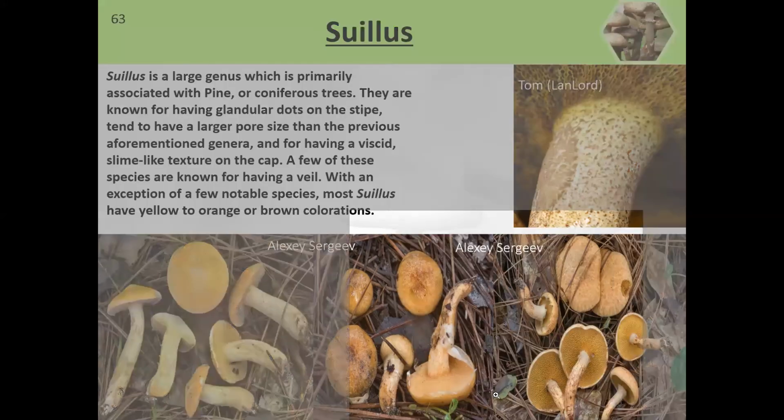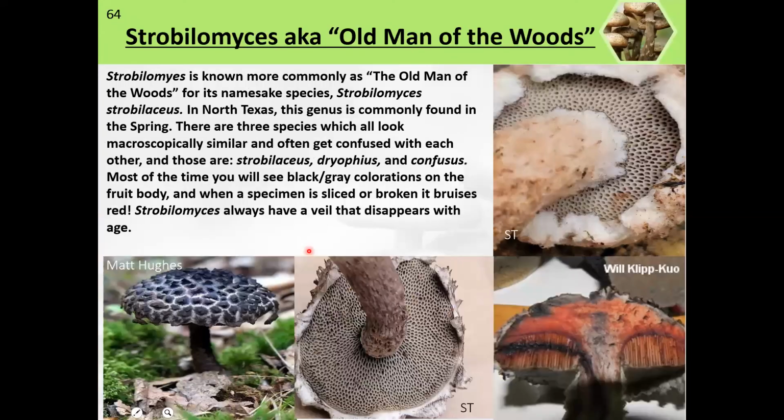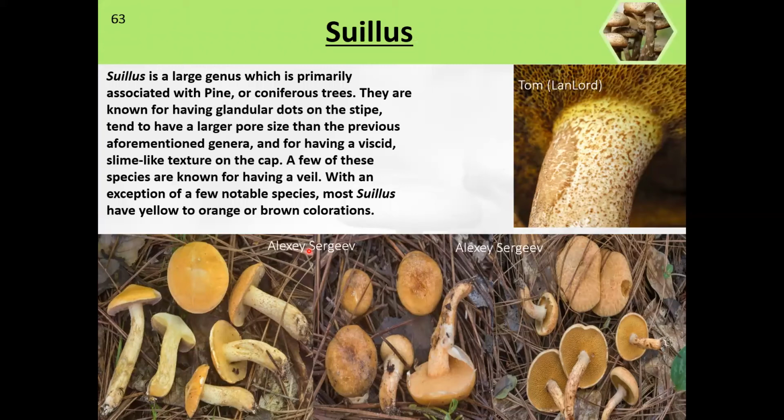Can you zoom in on the bottom one? It's barely starting to lose the ring, or, well, the ephemeral zone of the veil. And if you see the pore sizes, they're a lot larger with this specimen here. And that's really characteristic of Suillus. So orange to yellow to brown colorations found right next to pine. Okay, so a lot of these, you'll find right next to pine.